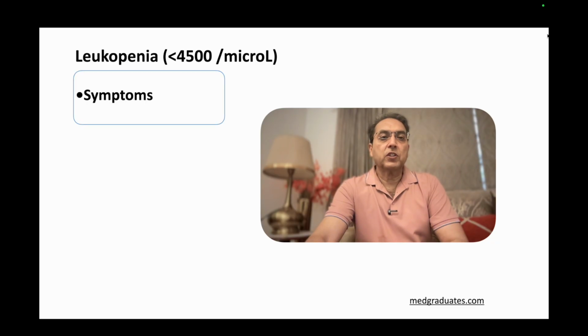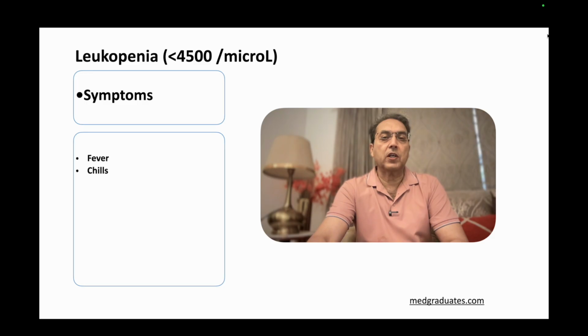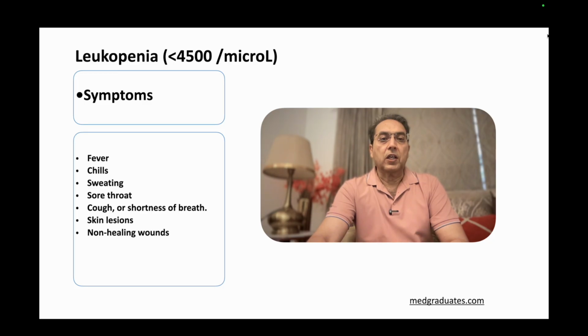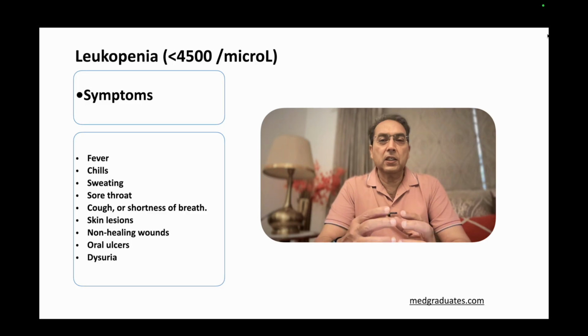Now the various symptoms which can be seen in patients who have leukopenia may be fever, chills, sweating, sore throat, cough or shortness of breath, skin lesions, non-healing wounds, oral ulcers and dysuria. So you can see these symptoms are because of infections caused by leukopenia. Sometimes some of these infections cause leukopenia, so you have to assess whether the infection is the reason for leukopenia or leukopenia is the result of the disease.